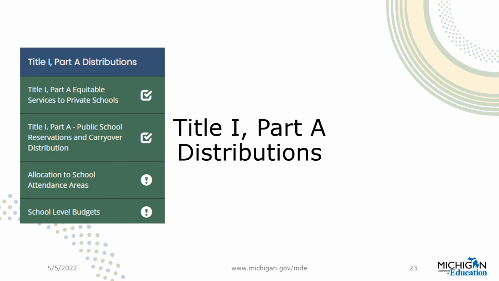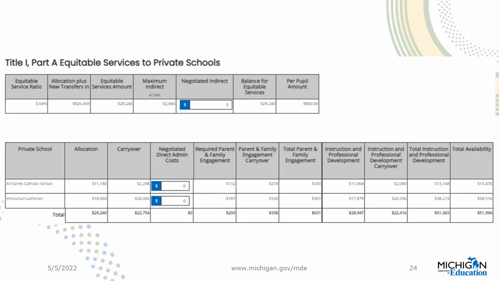The next section, LEAs will make decisions about how Title I funds will be distributed to different schools. LEAs with participating private schools in Title I Part A will use this screen to identify any amounts from the amount calculated to provide equitable services for private schools that will be used for indirect or direct administrative costs associated with provision of those equitable services.